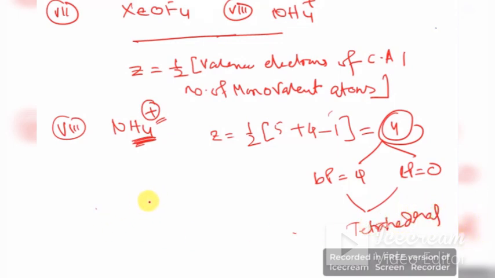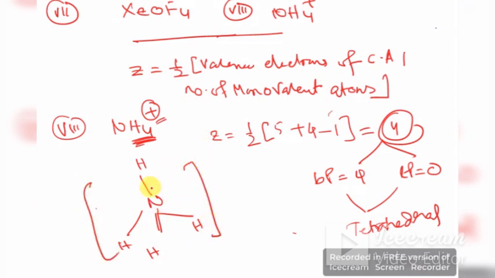So now what will the structure look like? This is the structure of tetrahedral: hydrogen, hydrogen, hydrogen, and hydrogen. You can put the positive charge in this position, or you can consider it as an overall charge and put it here also. I just make it here, but do not put the positive charge on the side atom.